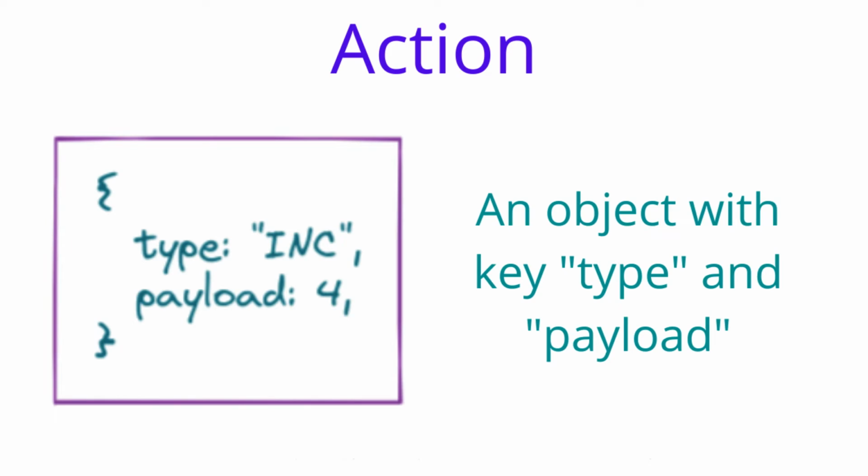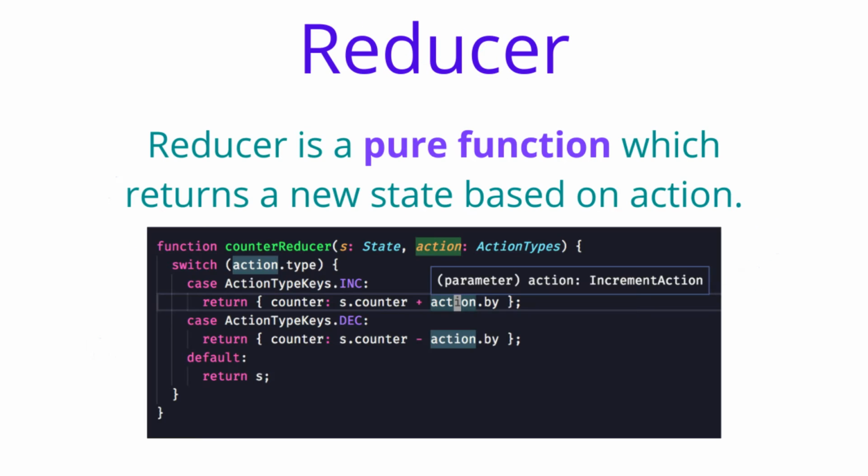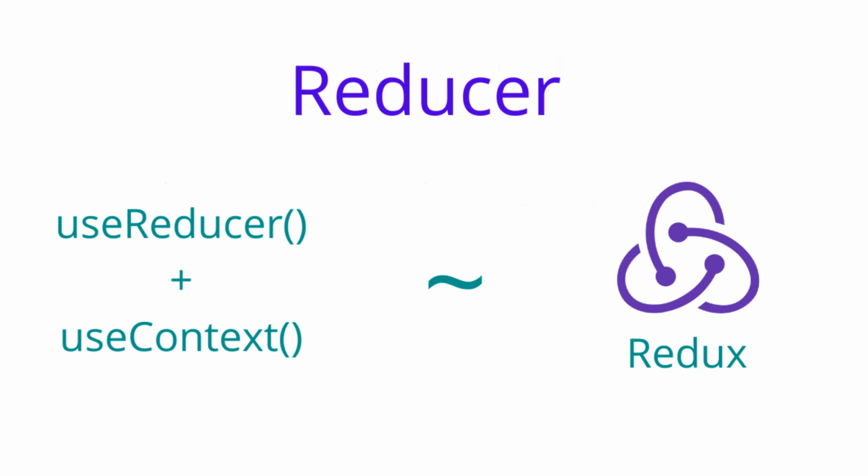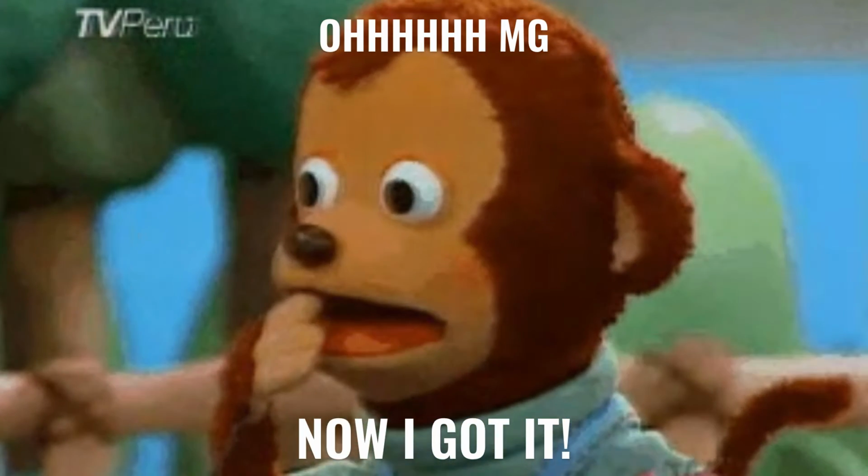An action is an object with type and payload as keys, which is dispatched to a reducer. A reducer is a pure function which returns a new state based on the action's type and payload. Pure function is the key here. See, in React there is a hook called useReducer. So with a combination of useReducer and useContext, you can achieve the same behavior as Redux without actually using Redux. That's where the saying comes in: Redux doesn't need Redux.